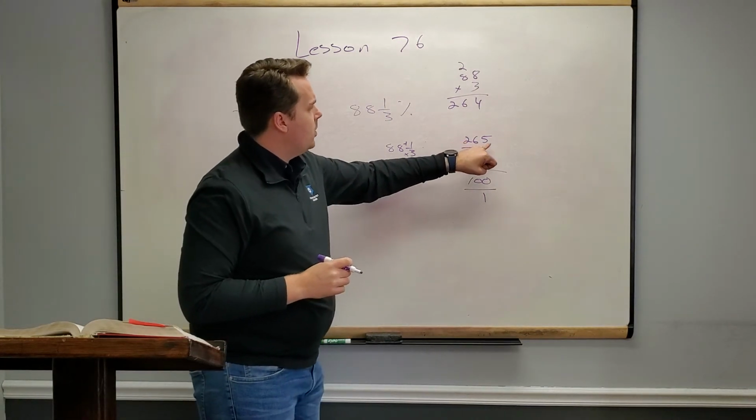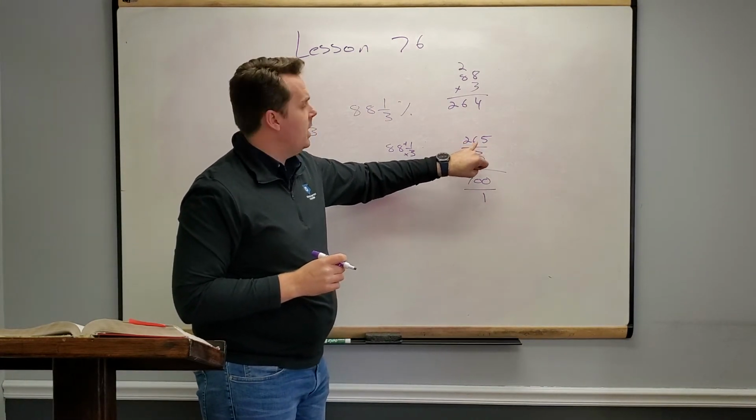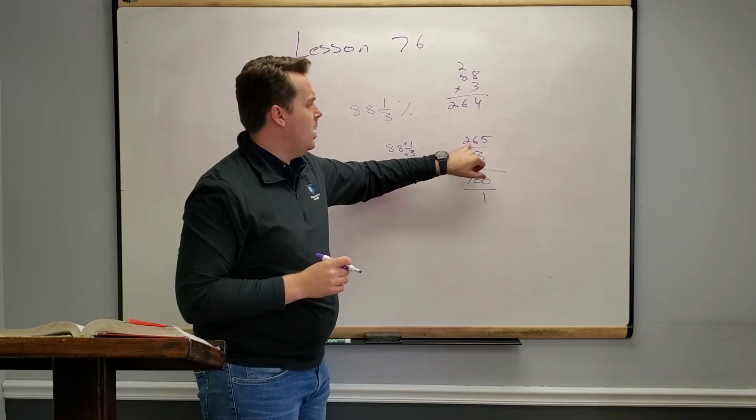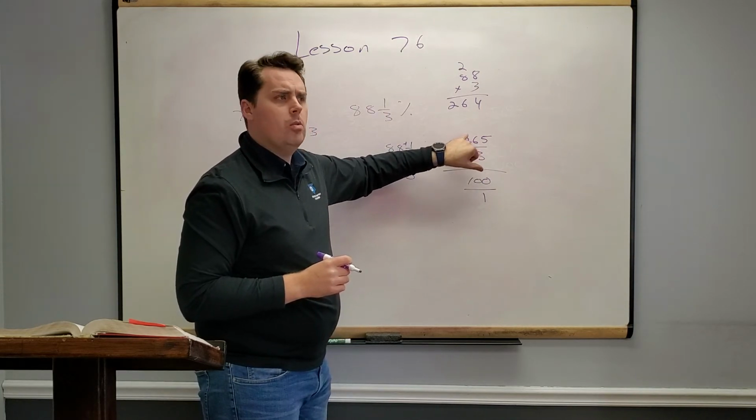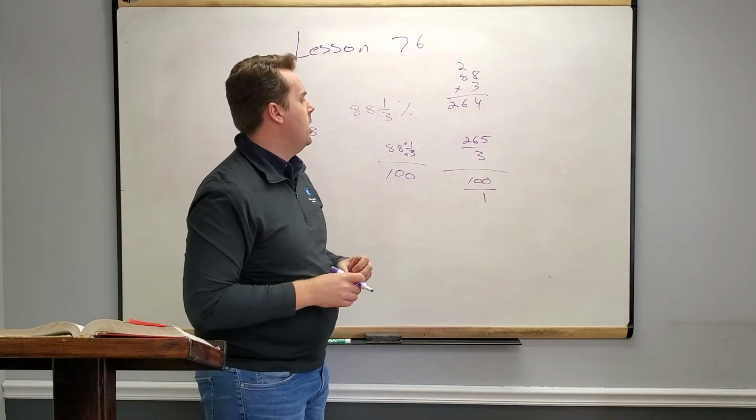Let's take a look here. 5 plus 6 is 11. 11 plus 2 is 13. Will 3 go into 13? No, it won't. So I can't reduce it. It's just going to stay big for a second.